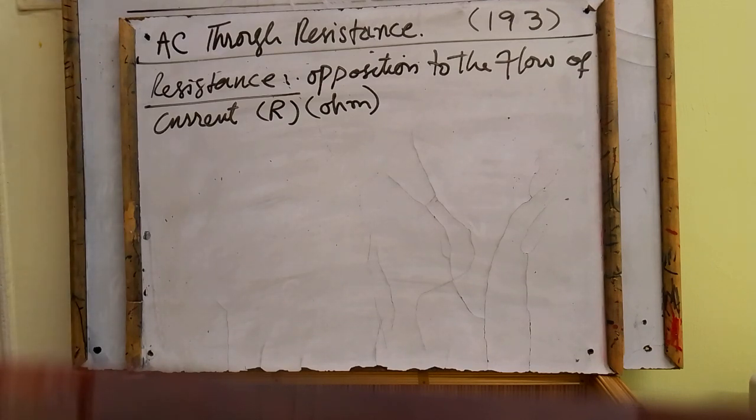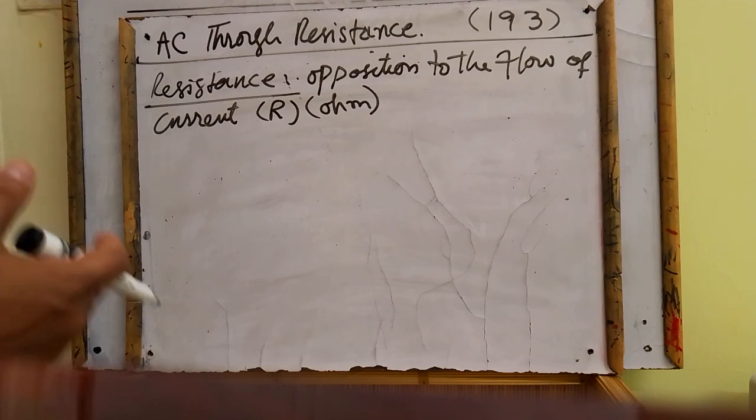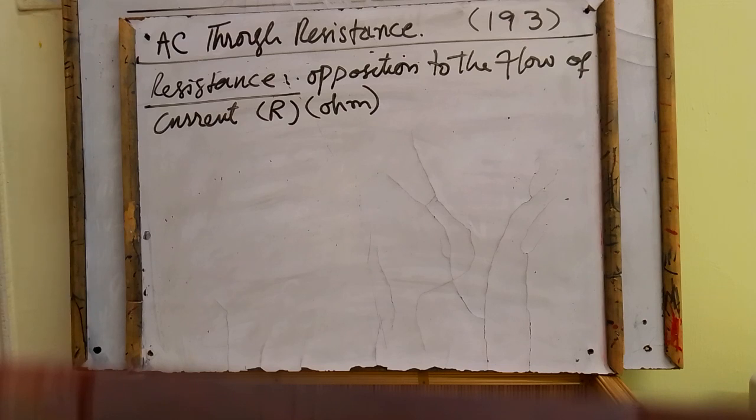Resistance is always there. It may be in one form or the other form. In this topic, we are going to explain what happens to the alternating voltage and alternating current when it is passing through resistance, or the circuit element resistor.